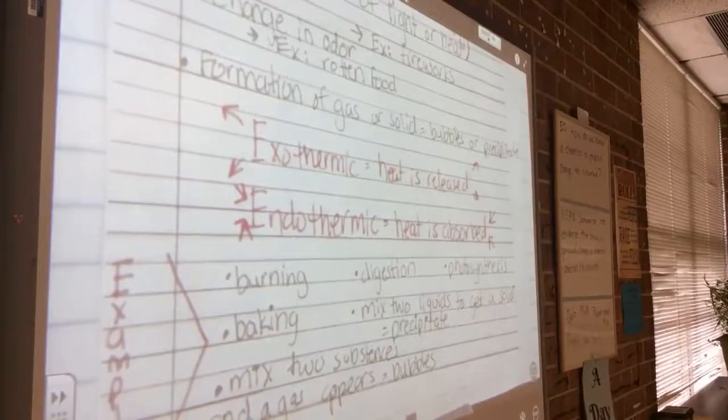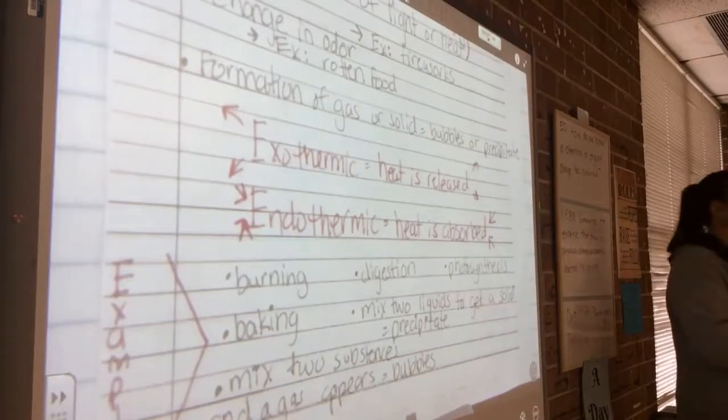Examples of chemical reactions. Burning, we've already talked about. Baking. Think about baking a cake. You've mixed dry ingredients, you've mixed wet ingredients, you've added heat, and you now have cake. Can you take that cake and turn it back into batter? No. Nope, it's forever cake. Hooray, cake. When you bake something, it's a chemical change.